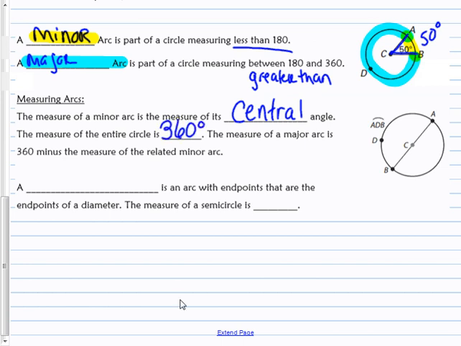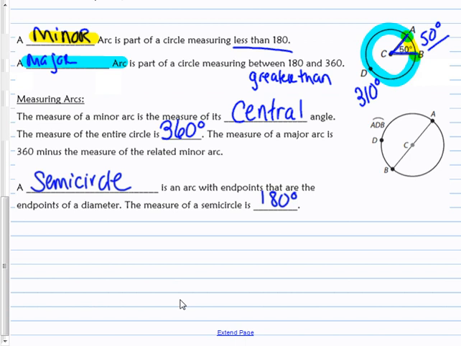So the measure of a major arc is 360 minus the measure of the related minor arc. I said earlier that arc ADB was 310 degrees, and I found that by taking 360, subtracting 50 degrees, and I had 310 degrees. Okay. And then a semicircle, which I mentioned earlier, is an arc with endpoints that are the diameter. So the measure of a semicircle is 180 degrees.